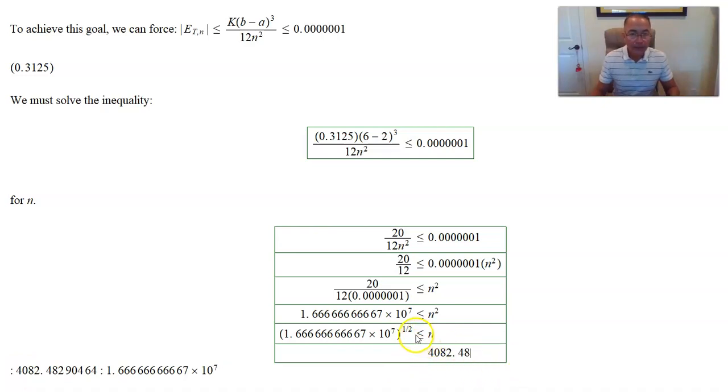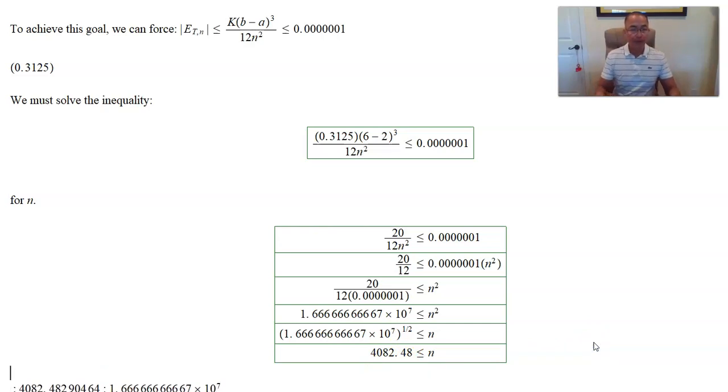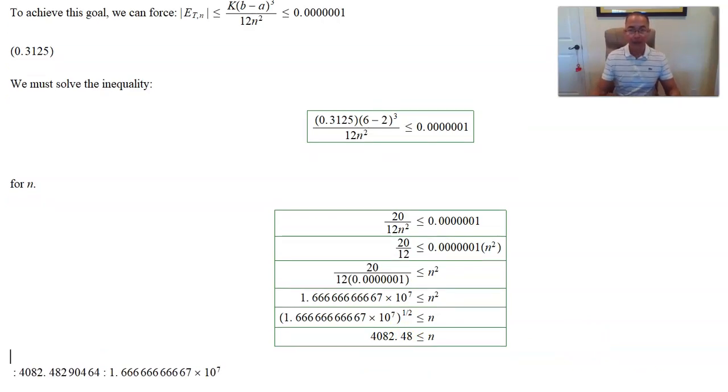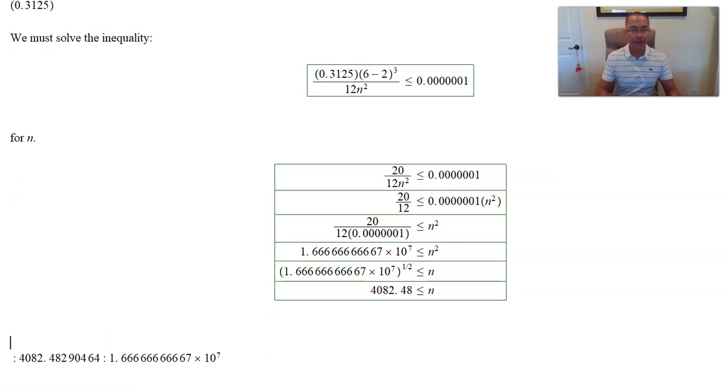So this should be less than or equal to n. All right, but remember, n is an integer. It's a whole number. It has to be at least 4,082 and 48 cents. So what does that mean? What is the smallest value that n can achieve?